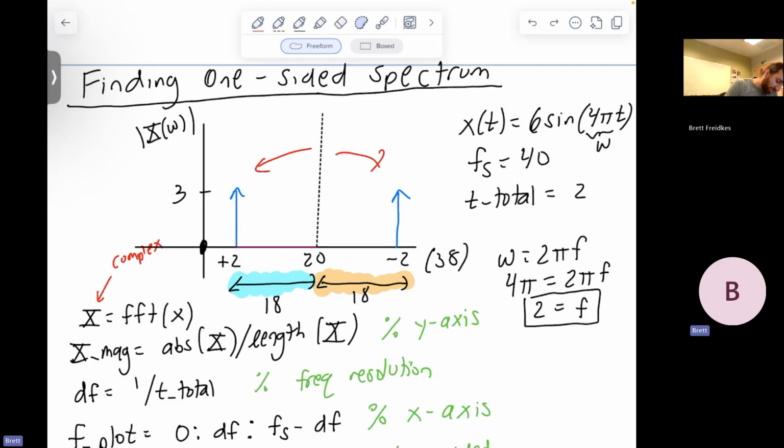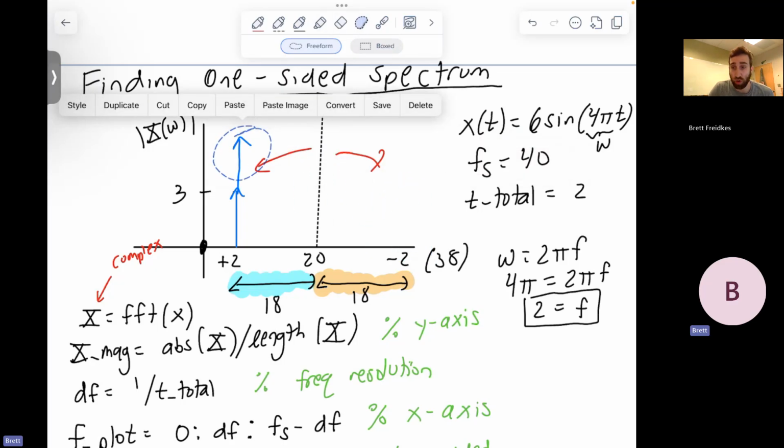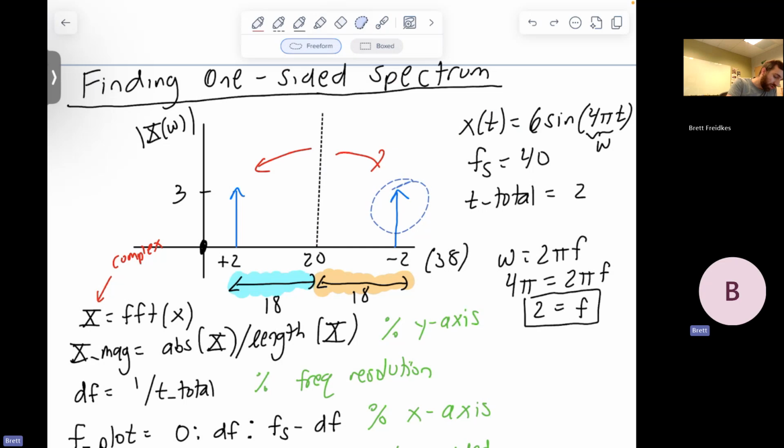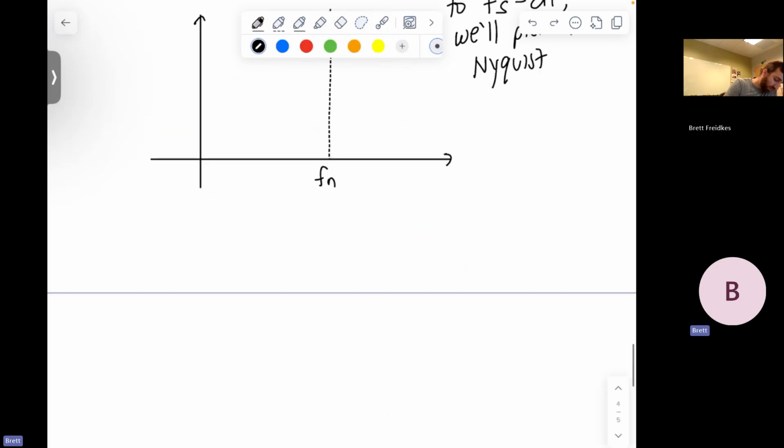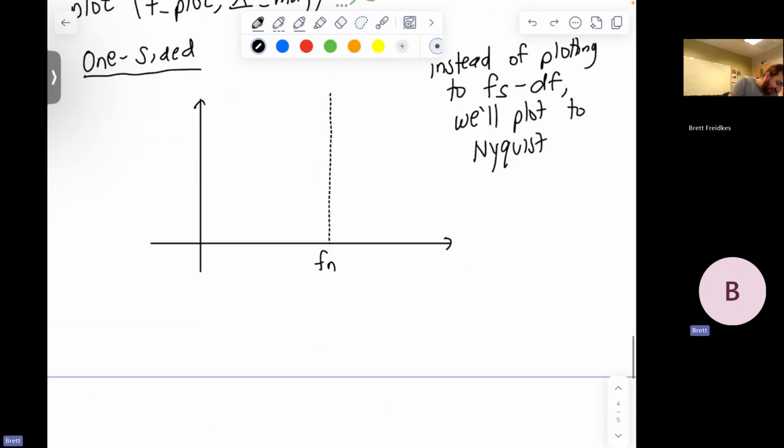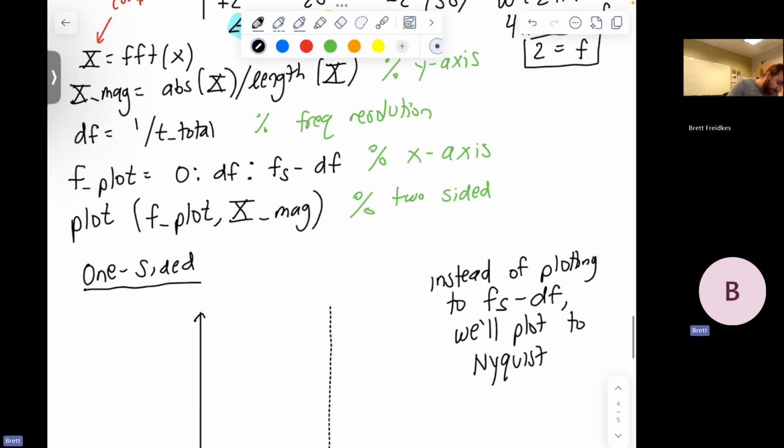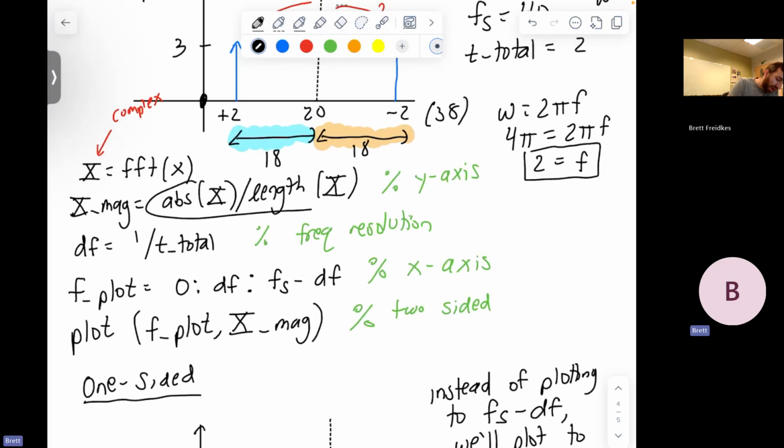I would like to take this and put it right on top of the 2 hertz to account for that power. And if we do that, we end up with the correct amplitude of 6. So if we have to do that in code, how do we do that? First off, my X mag, which we already found up here, is already normalized to the correct amplitudes. What I would like to do is 2 things.